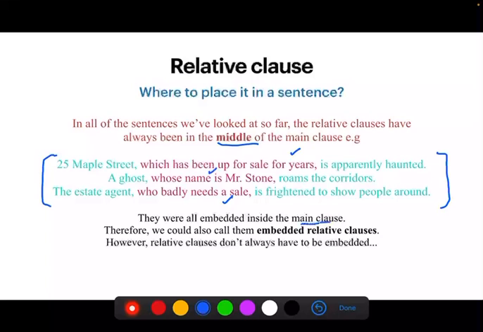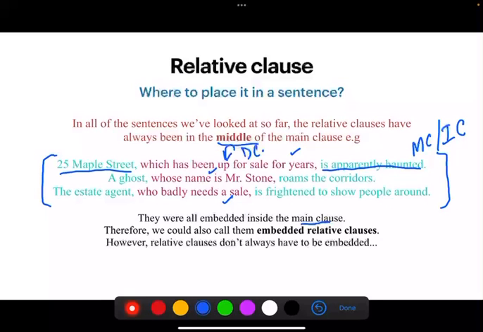Now, what do we mean by main clause? The blue highlighted part: 25 Maple Street is apparently haunted. This was our main clause, or you can call it the independent clause, and the extra information, which is the dependent clause, was added into it. That's why they are called embedded relative clauses.